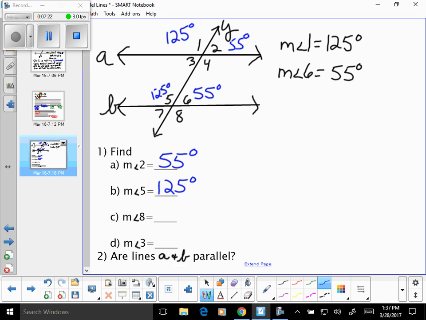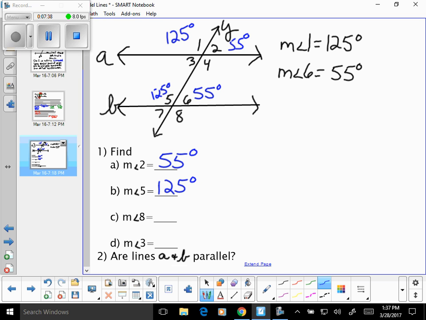But note what I've also found out. Angle 1 and angle 5 are corresponding. Now they're congruent corresponding angles. So that again tells me that lines A and B have to be parallel. Alright, so how do I find the measure of angle 8, which is C?